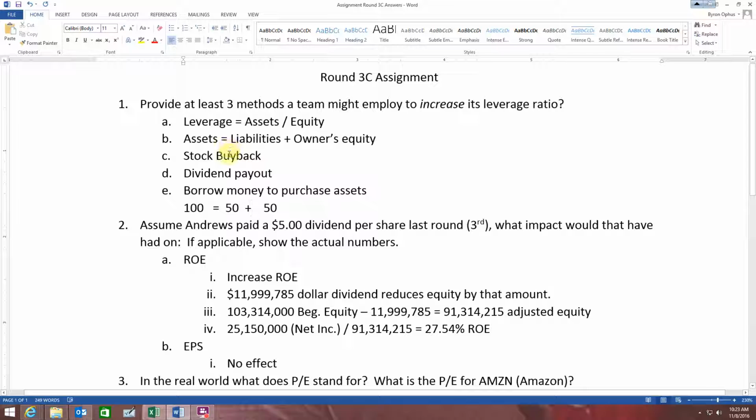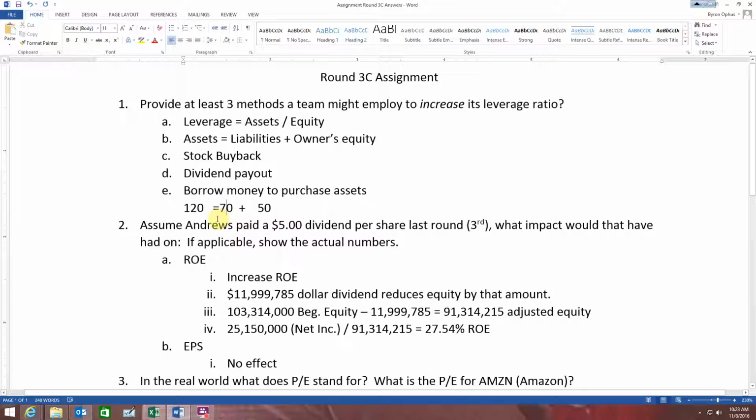But if I borrow money, say I borrow something or buy assets that are worth 20, my assets go up to 120 and liabilities go up to 70. My ratio then started at 2 to 1, but now it goes up.